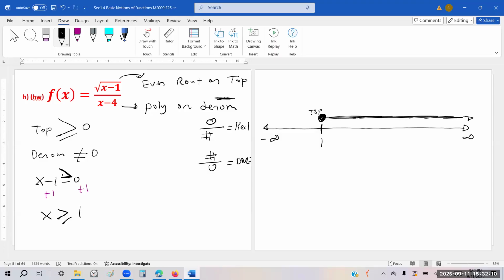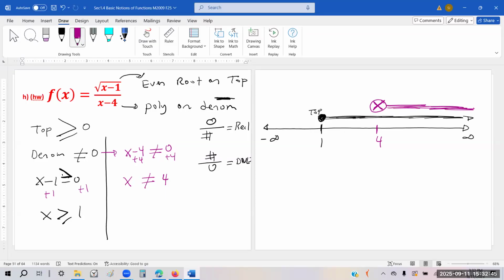Now let's look at the domain for the denominator. The denominator has its own problem. It cannot be 0. So we have x minus 4, and this cannot be 0. So x cannot be what number? 4, adding 4 to both sides. So x cannot be 4. X equals 4 is here. So our denominator says, hey, don't take 4. But you can take anything after 4, or you can take anything before 4. That's the denominator. Now my question is, where do you see both domains intersect?